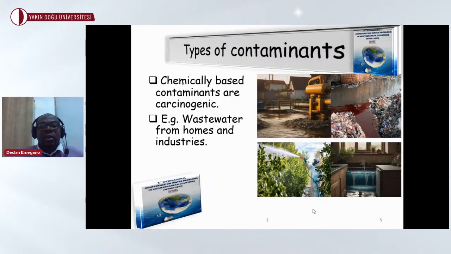So what are these contaminants? We have many types. Several studies have categorized contaminants in diverse ways, but we just make them three. Basically, we have chemically based contaminants, which are highly carcinogenic. They can cause cancer. These are contaminants from waste sites, from homes, and from industries. You can see from the pictorial representation how these contaminants affect the entire ecosystem.